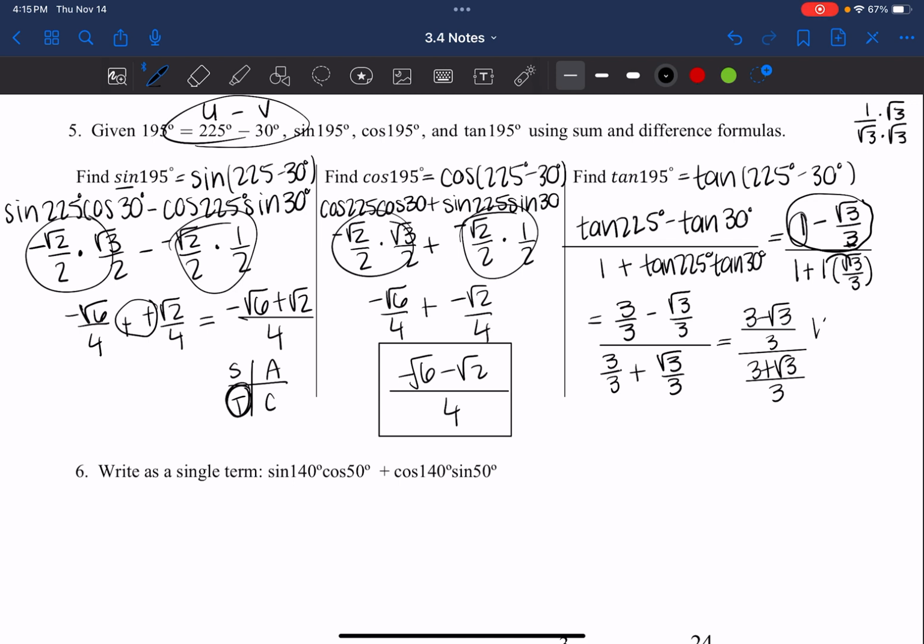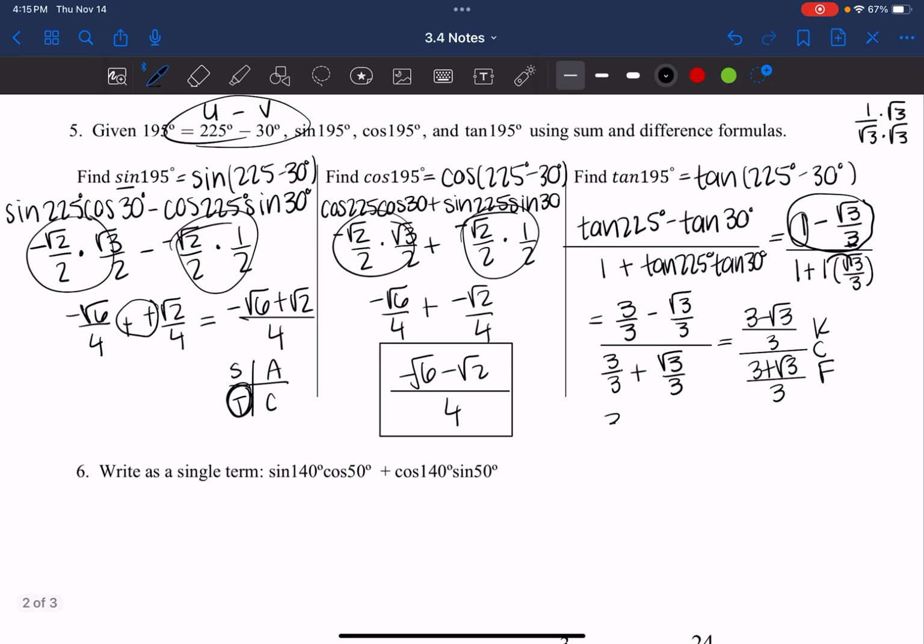And now that I have a fraction divided by a fraction, I keep, change, flip. So I'm going to keep my 3 minus root 3 over 3, change to multiplication, and flip that second fraction over. So I already am going to see that I can mark out those 3's. That'll simplify. And I'm left with 3 minus root 3 over 3 plus root 3. And we don't like to leave radicals in the denominator. So while I could just multiply top and bottom by square root of 3, that still would give me a square root here, right? Because I have to multiply the entire denominator.